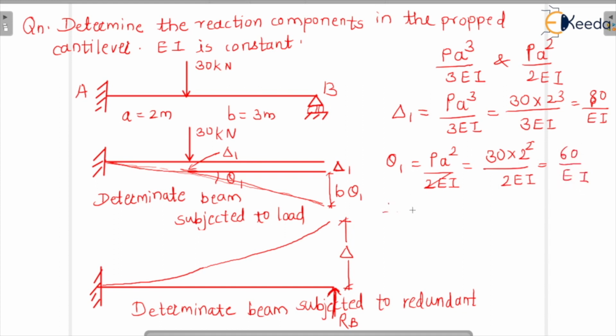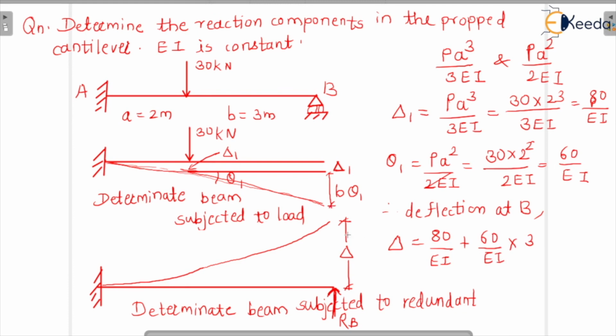Therefore, deflection at B will be, we have to add both. We will add both: 80 by EI plus 60 by EI into 3. So we have added both deflections.